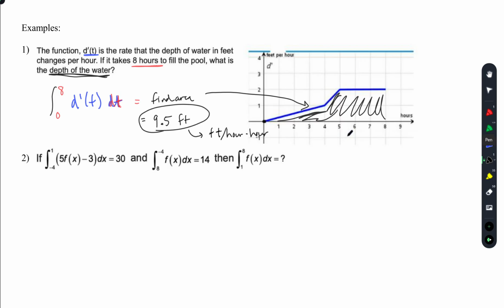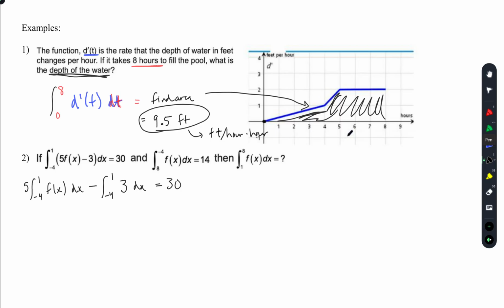What I'm going to do is use these rules. So I'm going to break this up. I'm going to break 5 in front, integral from negative 4 to 1 of f of x dx, minus the integral from negative 4 to 1 of 3 dx, and that equals 30. So take the most complicated one and just try to break it up. And then what you're going to do is try to figure out as much as you can.